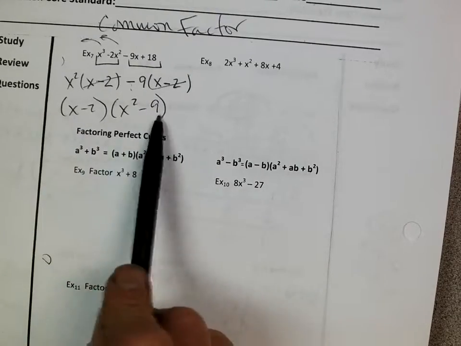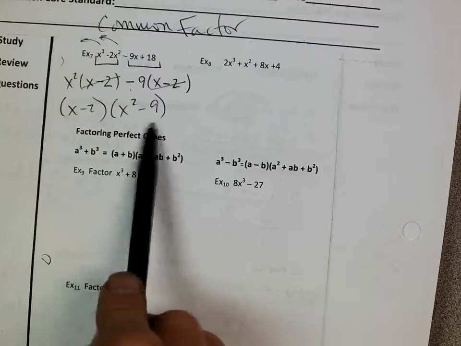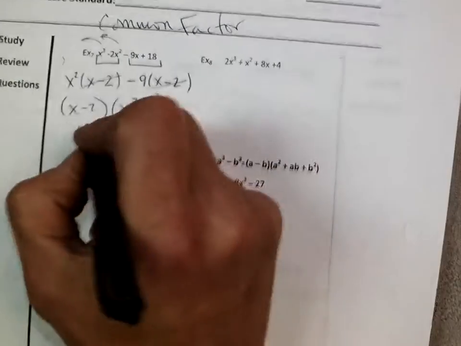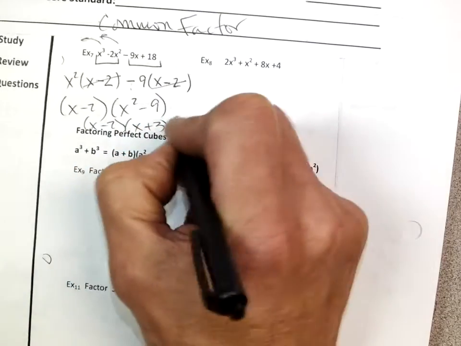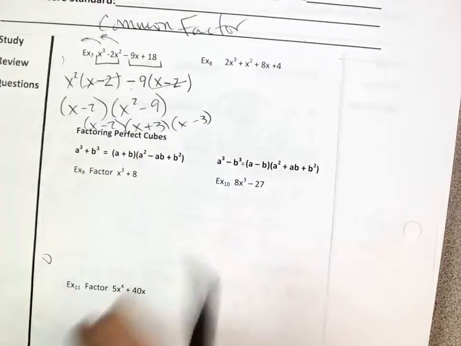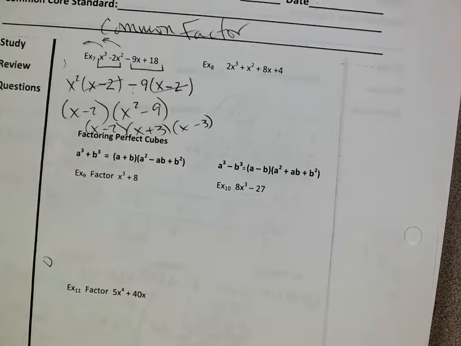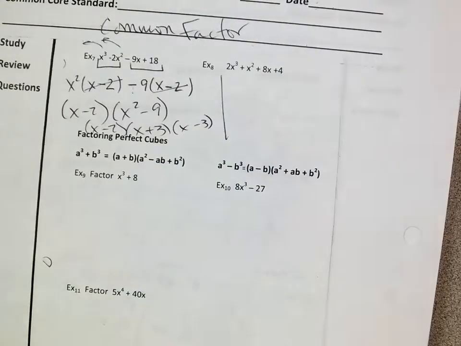Hey, but I'm not done with this, because I've seen this before, right? I can do this one more time. So my answer would be x minus 2, x plus 3, x minus 3. Okay, that's fully factored, all right? That's fully factored. All right, example 8.